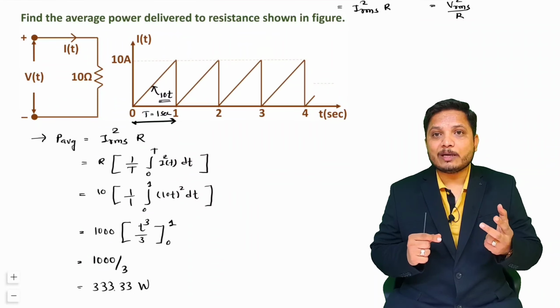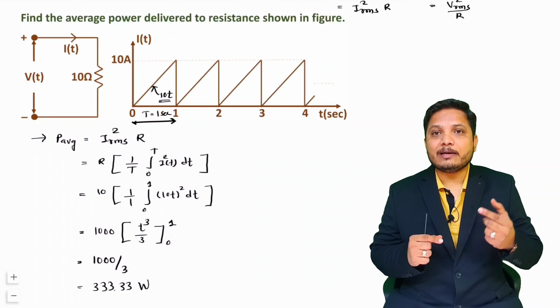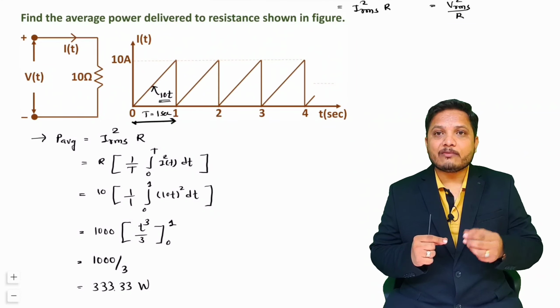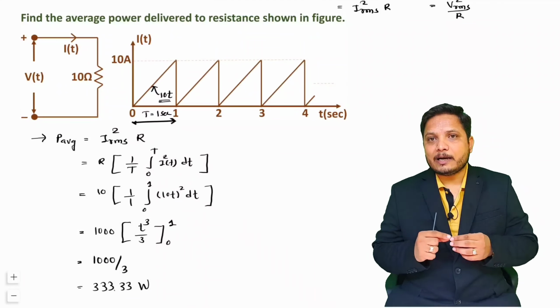And average power is how much? IRMS square into R, or it can be VRMS square divided by R. That is how we can find average power. Let me give you one more example, so that will resolve your understanding further.